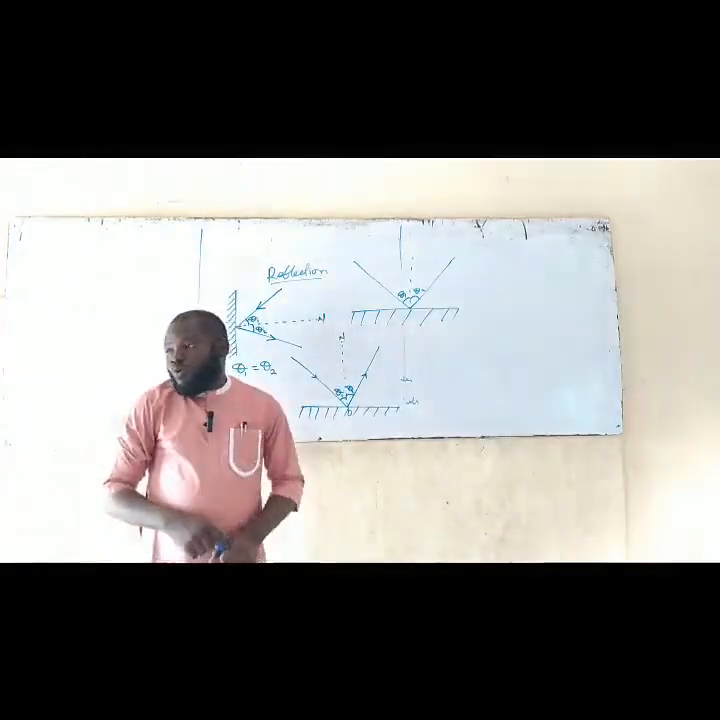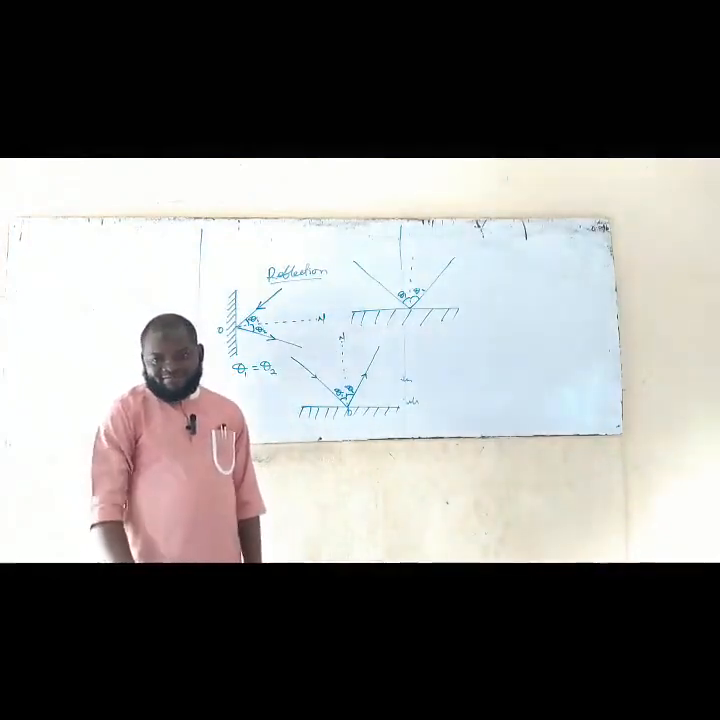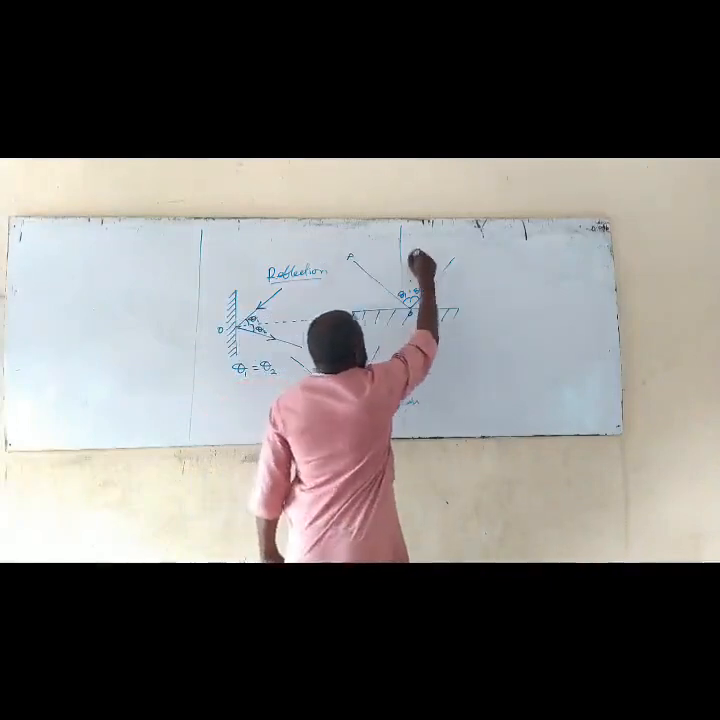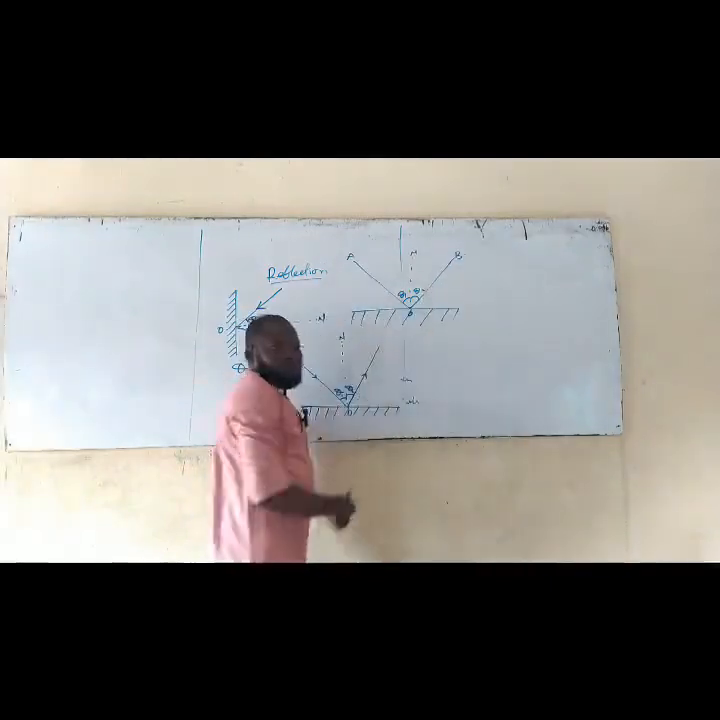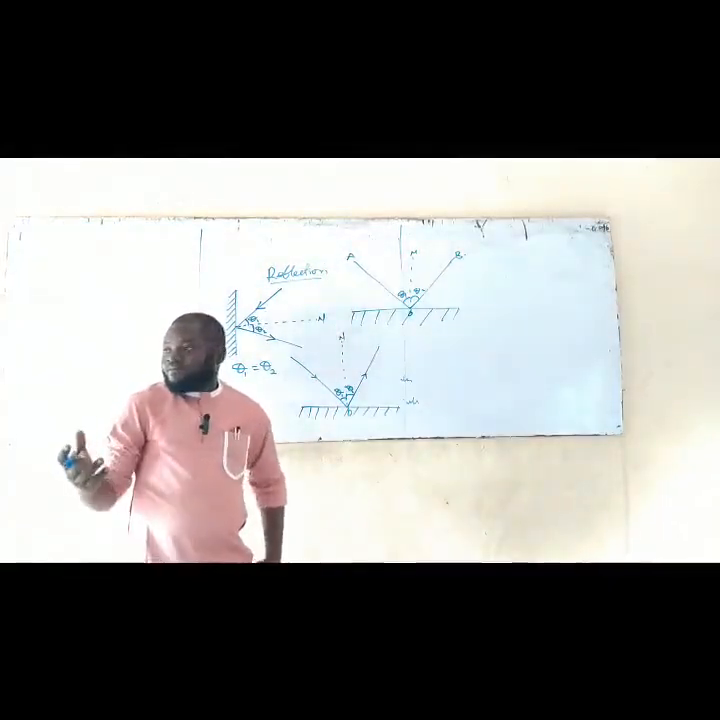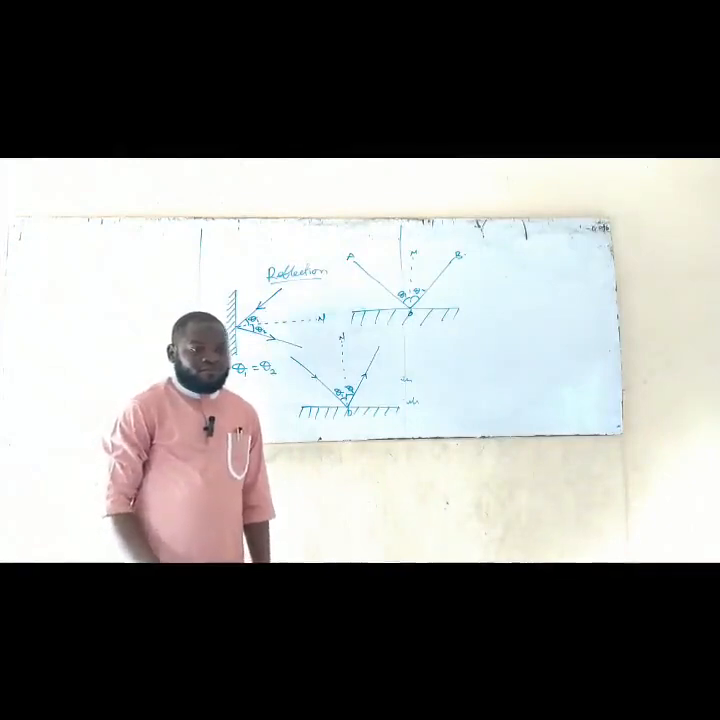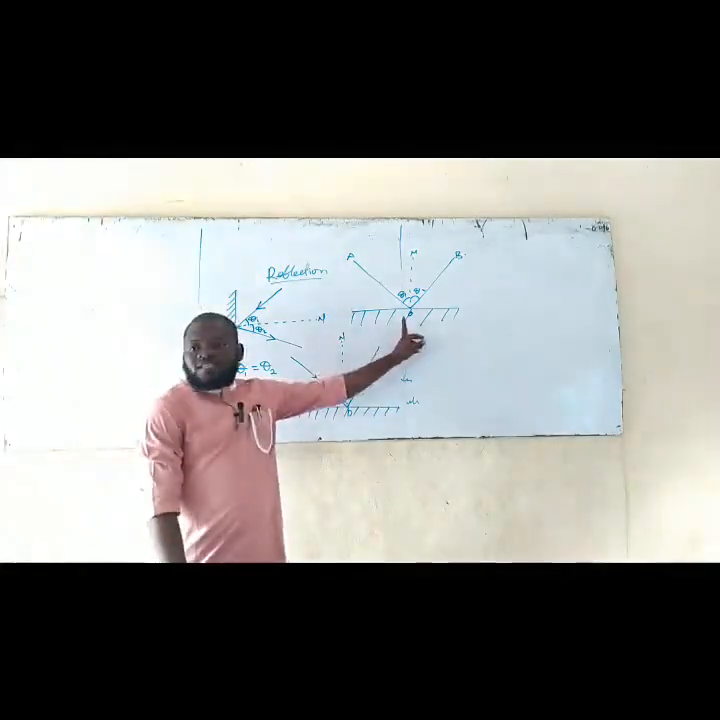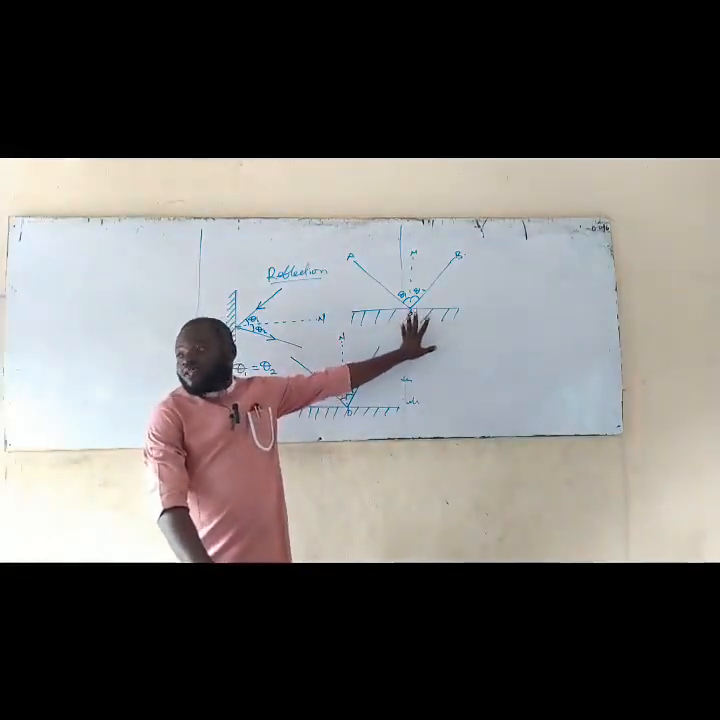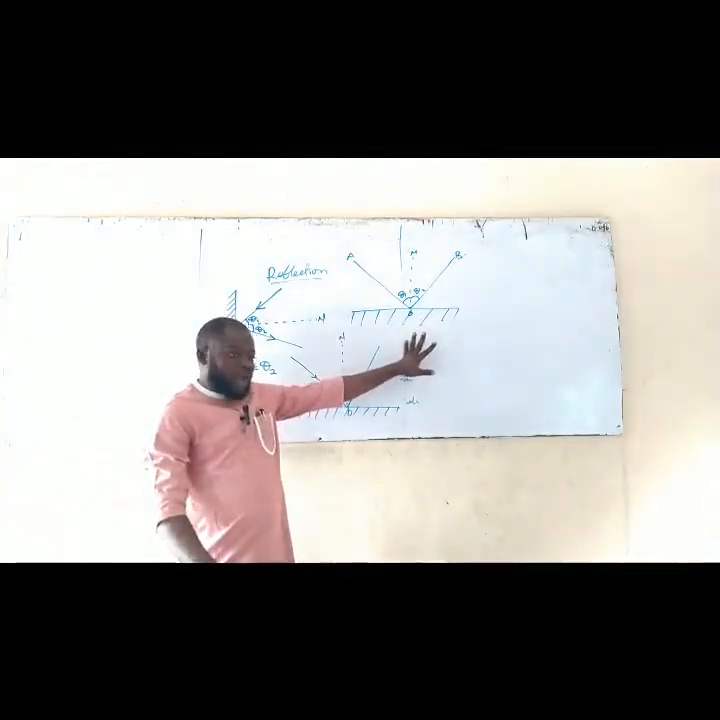How do you want me to know the one that is incident and the one that is reflected? Who can tell us? Let me label it: this is O, A, N, and B. Can you tell which one is the reflected ray and which one is the incident ray? Somebody? Okay, right now we can't tell the one that is incident and the one that is reflected until we add an arrow.